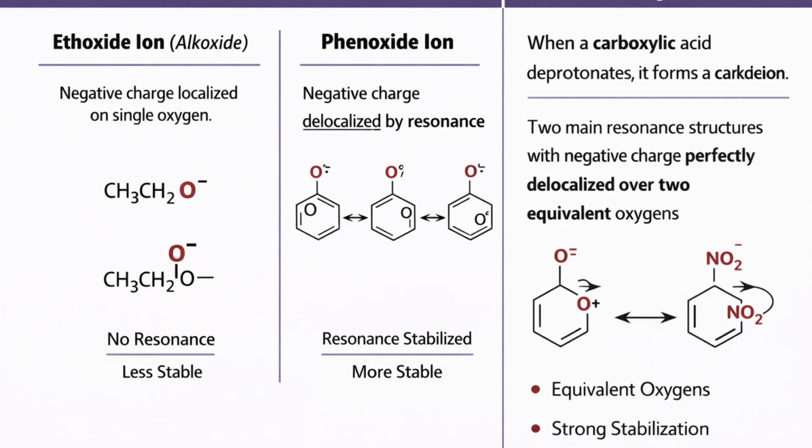Two: carboxylic acids. When a carboxylic acid deprotonates, it forms a carboxylate ion. While you only draw two main resonance structures for this ion, they are unique in that the negative charge is delocalized perfectly equally over two highly electronegative oxygen atoms. The equivalence and high electronegativity make this stabilization extremely effective, explaining why carboxylic acids are much stronger acids than either alcohols or phenols.